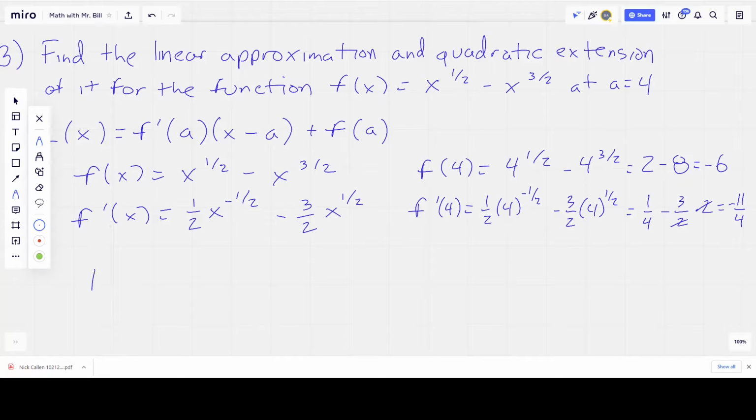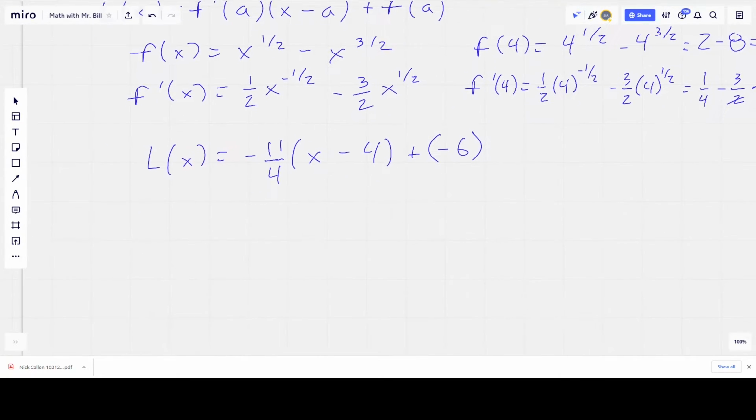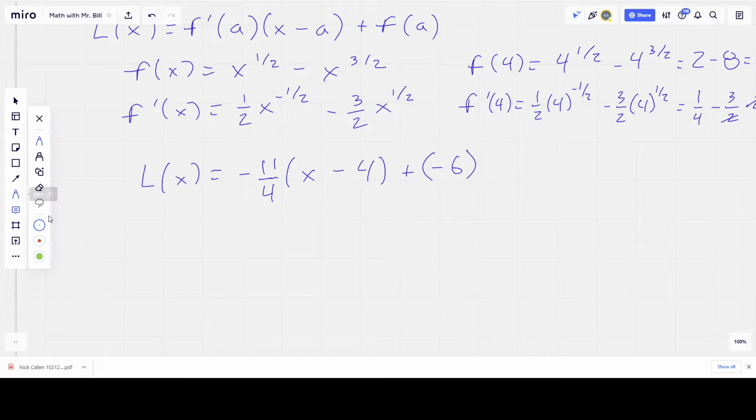So plugging everything into our linearization formula, we get L of x is equal to f prime at 4, which is negative 11/4, times x minus 4 plus f of a, or f of 4, which is negative 6. Usually you can just leave it like that, or you can simplify that down if you like and turn that into an actual line. So let's take a look at the quadratic approximation.